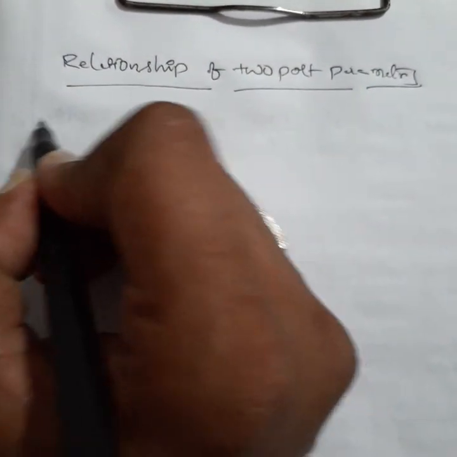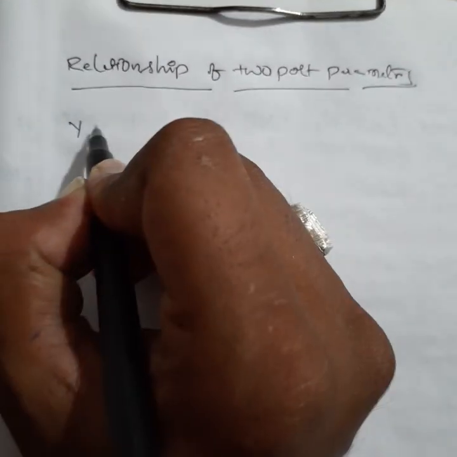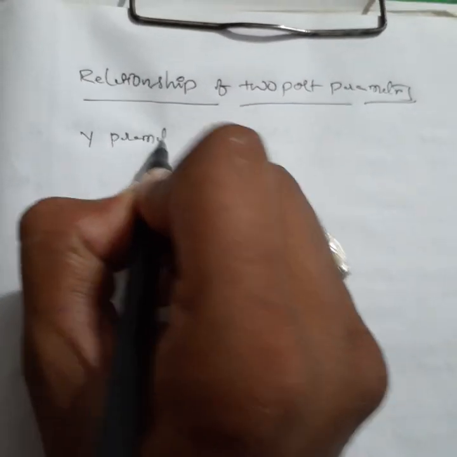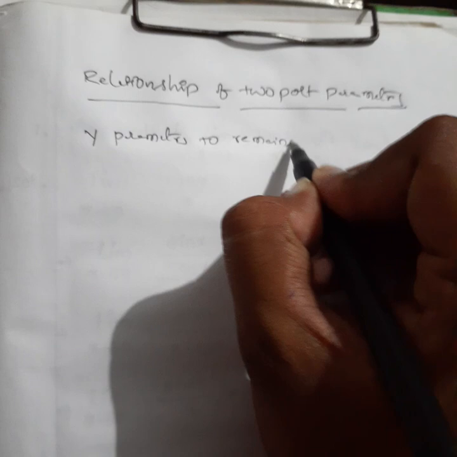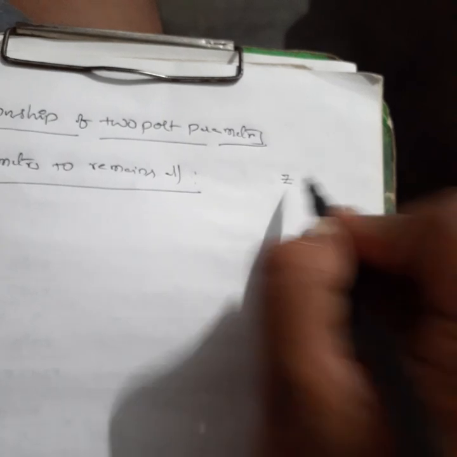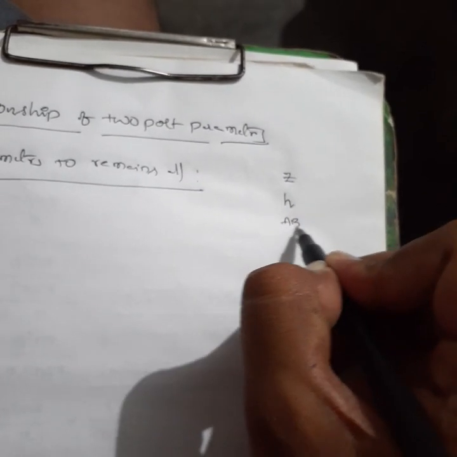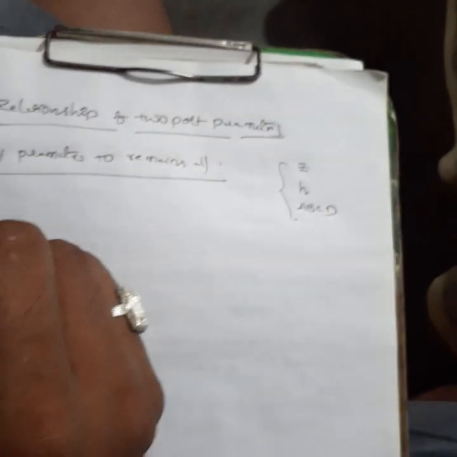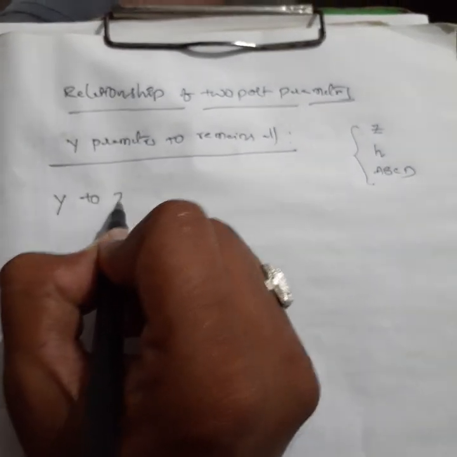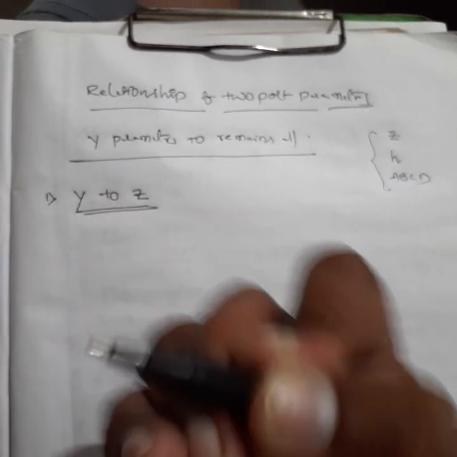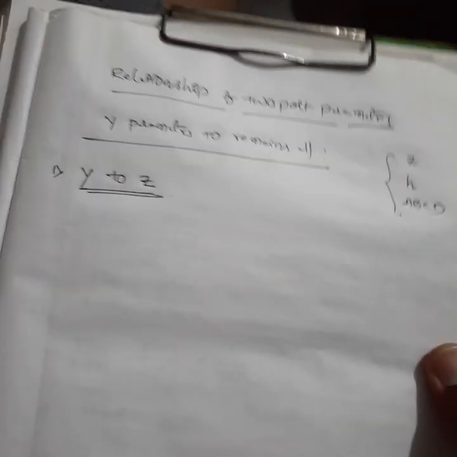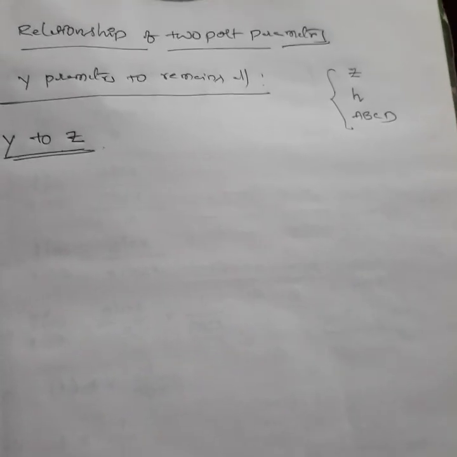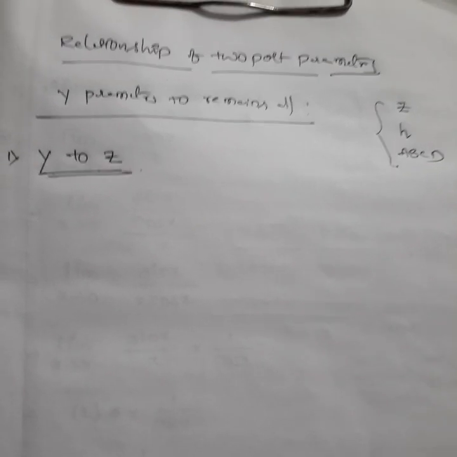Here I am discussing the Y parameters in relation to all the remaining parameters. What do the remaining parameters mean? Z parameters, H parameters, A, B, C, D parameters. First I calculate the Y to Z conversion, that means Z parameters in terms of Y parameters.